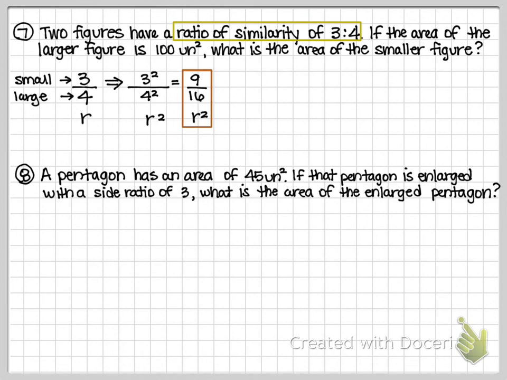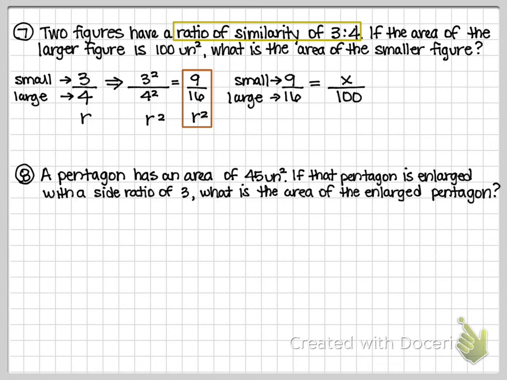All right, so let's use our ratio here. So I've got 9/16. This is R squared. Notice the number on top is small. The number on the bottom is large. Just make sure we keep it organized. Equals. All right. We know that the area of the larger figure is 100. Well, larger number goes on the bottom, so put the 100 on the bottom. We're going to find the area of the smaller figure. I'm trying to figure out what that is.